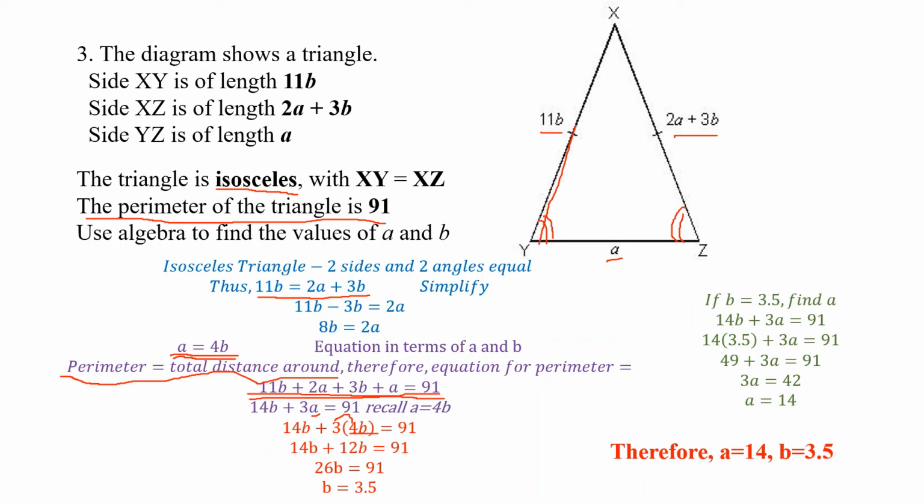So b is 3.5. Then all we need to do is put b back as 3.5 into any one of our equations. I will use the one right here since that is easier to utilize. Once we have done that, we know that b is equal to 3.5, so anywhere we see b, we can replace it with 3.5 and then solve for a. So we now know that a is 14 and b is 3.5.